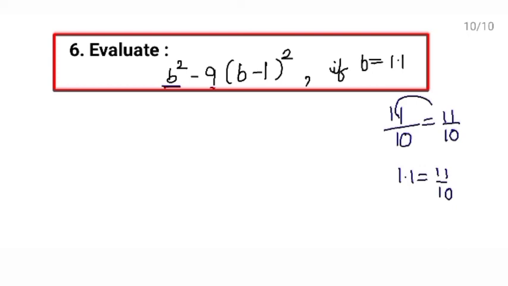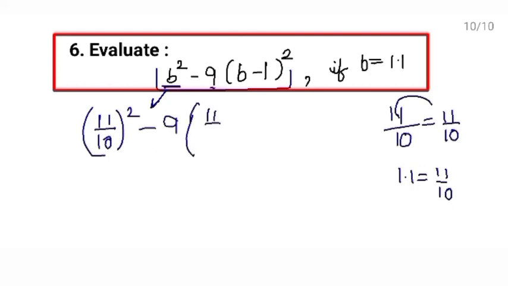Okay, so now start calculating it. Put the value of b in this part. Right? So in place of b square put the value of b. B is 11 upon 10. Square means power is 2, minus 9 bracket b is 11 upon 10 minus 1, power is 2. You want to solve this part, right? 11 upon 10 raised to the power 2 means 11 upon 10 will be multiplied by itself 2 times. So multiply it here.